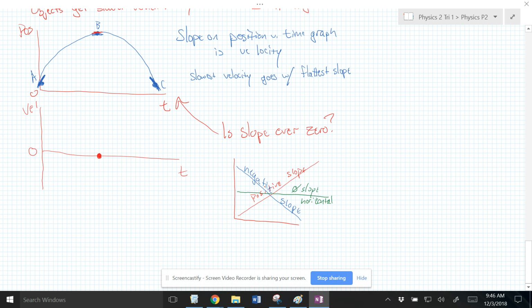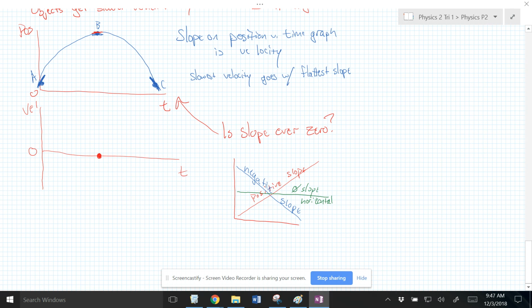But what should the slope on the velocity time graph look like before that? I'm sorry, not what should the slope. What should the velocity look like prior to that? And the key to that is looking at the slope at A. Or what should the velocity look like after this point where the velocity is 0? The key to that is looking at the slope at C.